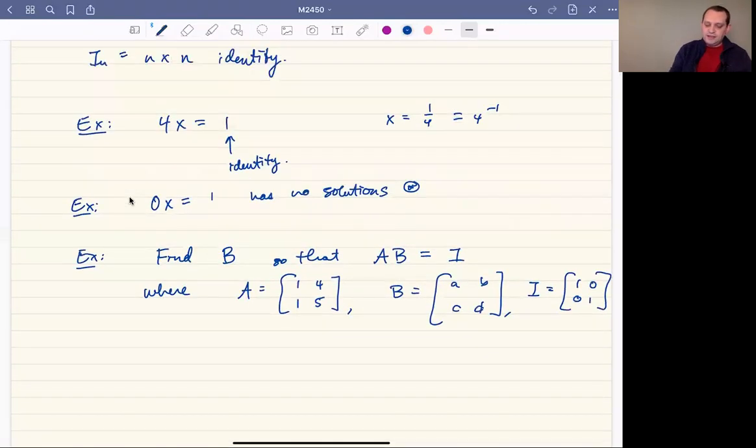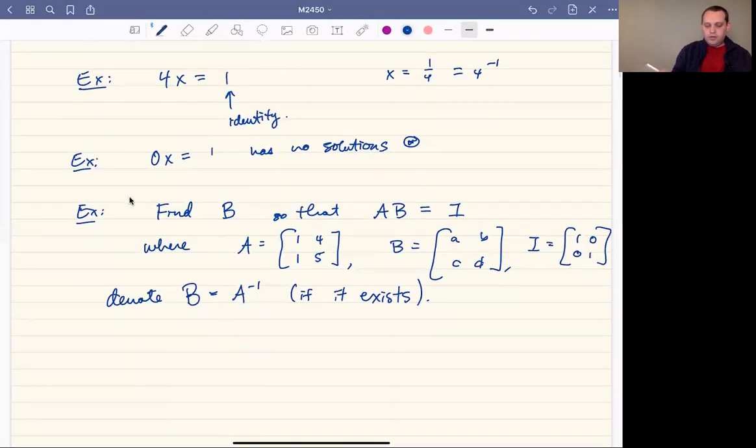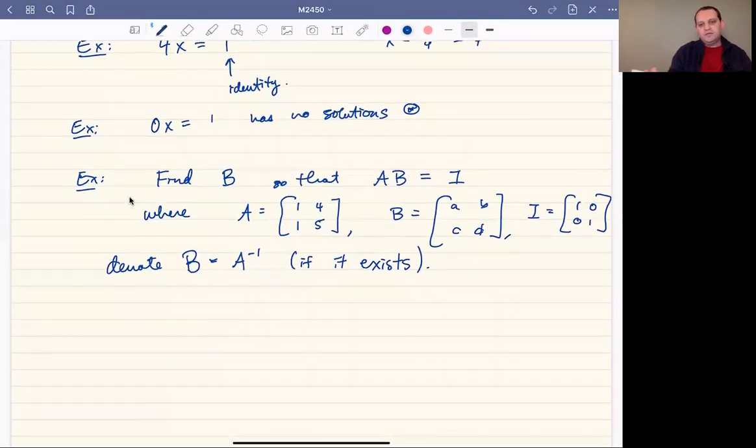This is exactly the thing that we were doing up here. We start with some quantity, and we want to multiply it by something so that we get the identity. That's what we want to do. And we're going to denote whatever matrix we get, B here, as A inverse, if it exists. We'll talk about when it exists in general, but for now I want to find the inverse of this matrix 1, 4, 1, 5.